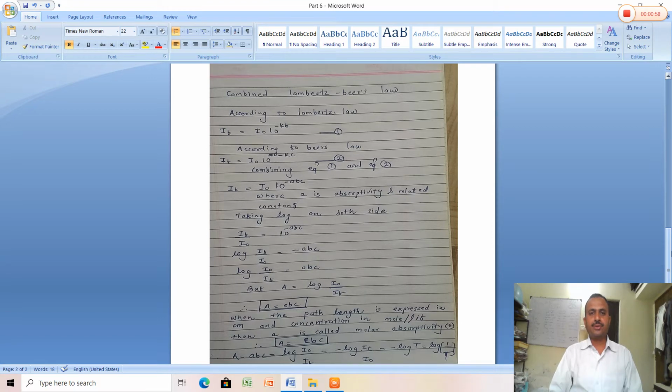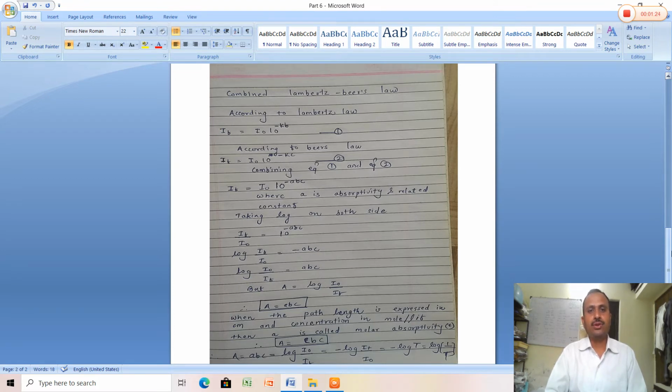According to Lambert-Beer's law, the absorbance is directly proportional to path length and concentration. So that is the statement of Lambert-Beer's law. Absorbance of the solution is directly proportional to path length and concentration of the sample or sample solution. So that is a combining statement of Lambert-Beer's law.